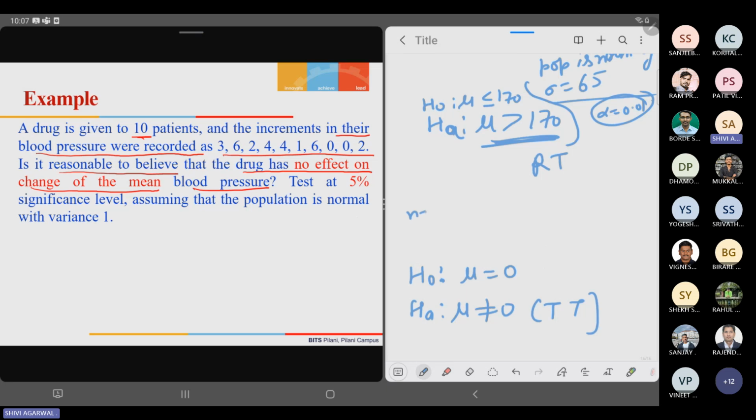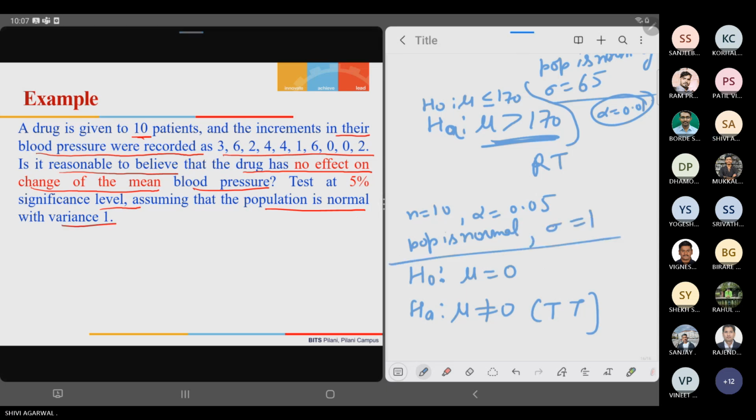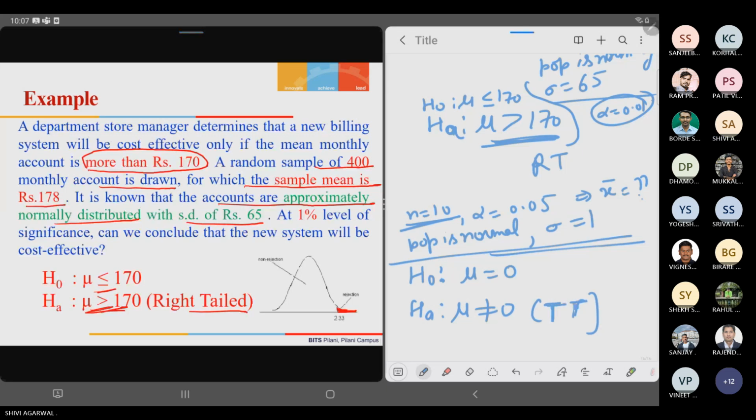Okay. Now it is given n is equal to 10 and alpha is equal to 0.05 significance level, assuming that the population is normal and the variance is equal to 1. So n is equal to 10. Data points are provided here. So we can calculate the x bar as well. It is two-tailed. It is greater than, so right-tailed. It is not equal to, two-tailed.